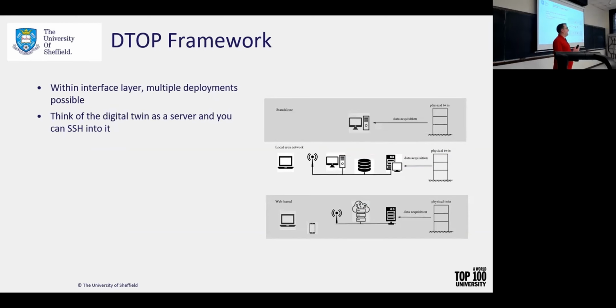One of the key things that we found when we were looking at creating digital twins was that very few people worry about the interface layer. So what we've done is we've developed multiple deployments of the interface layer based on what the actual system itself needs. The way to think about it is the digital twin is a server, and you're going to SSH or remote desktop into the server in order to operate it. We've figured out three main deployments.